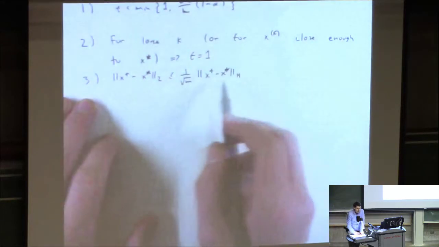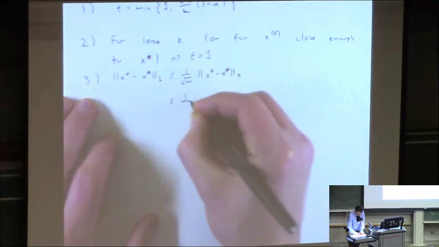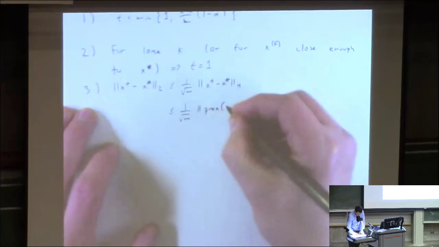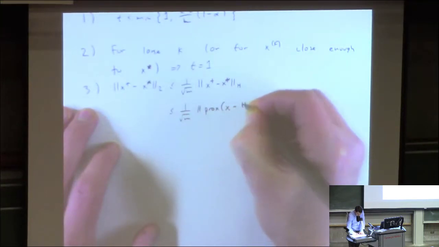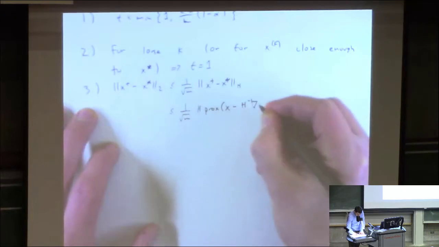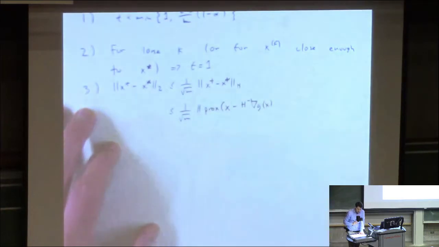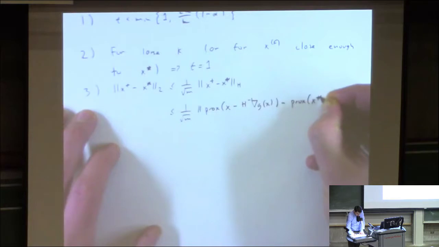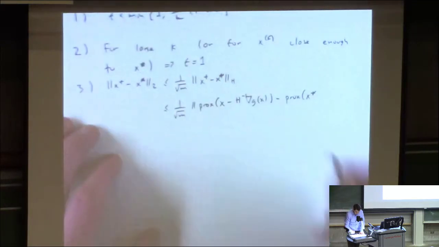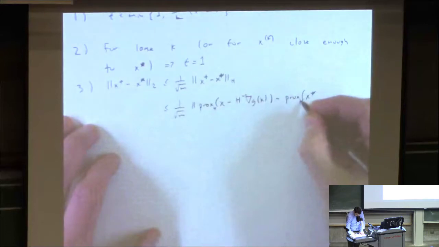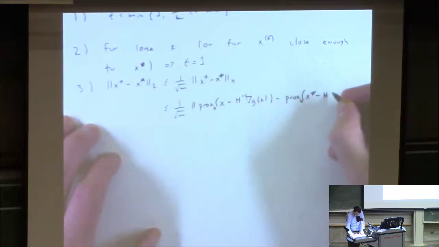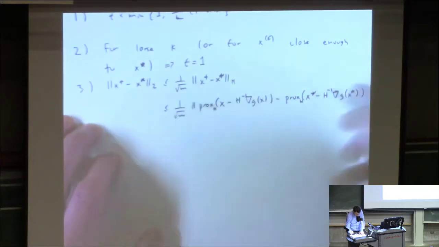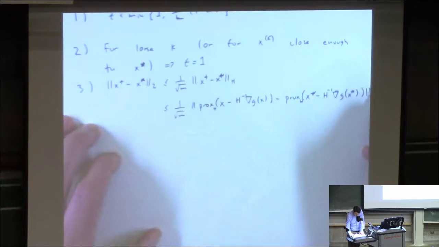Next, you can expand these two things. So we also know this is less than or equal to 1 over root m of the prox of x minus H inverse gradient of g of x, minus the prox of x star, because x star is a fixed point of the prox operator. I'll write prox H here. Prox H minus the prox of this thing. So that's the prox step at the optimal point, which we know is the same as the optimal point there. Norm H.